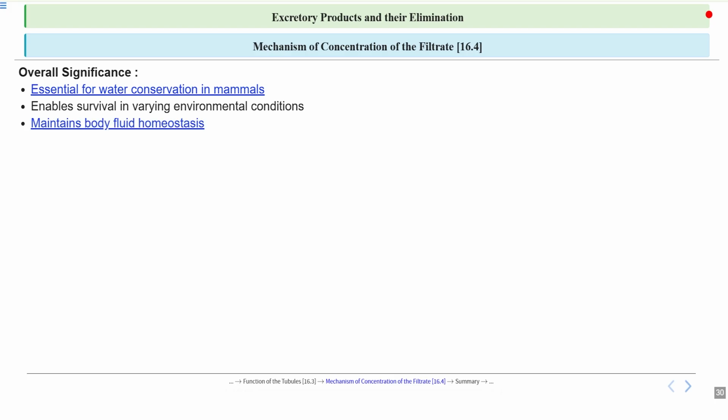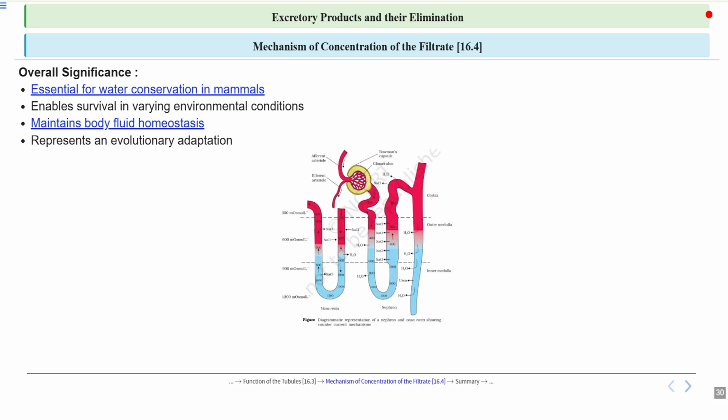Maintaining body fluid homeostasis is like keeping the right amount of oil in a car engine. Too much or too little can cause problems. This process ensures that the internal environment of the body stays stable, which is essential for all life processes. This point highlights how the process is an evolutionary adaptation. Over generations, those that developed better ways to conserve water and maintain balance were more likely to survive and reproduce. So it's a great example of natural selection. We've seen how water conservation, adaptability, homeostasis, and evolutionary changes all play an important role in survival.